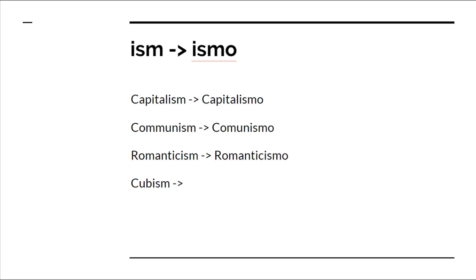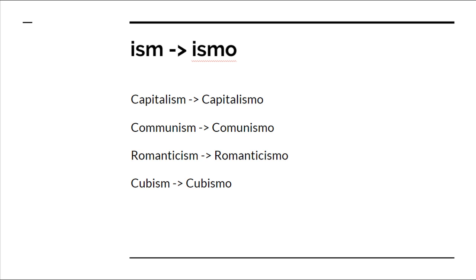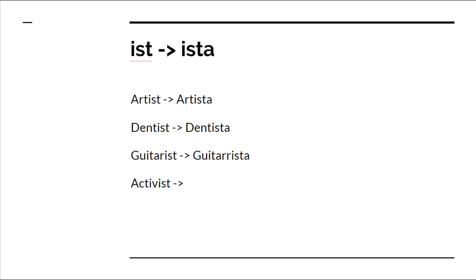Cubism, how would you say that in Spanish? Well, the way that you would say cubism in Spanish is just cubismo. Okay, cubismo. And that's pretty much it for this rule. It's quite a simple rule. The next one has to do with words that end with ist. In Spanish, they tend to end with ista. An example of this is the word artist. In Spanish, it's almost exactly the same thing, but instead of ist, it's going to be ista. So we have artist, in Spanish artista.